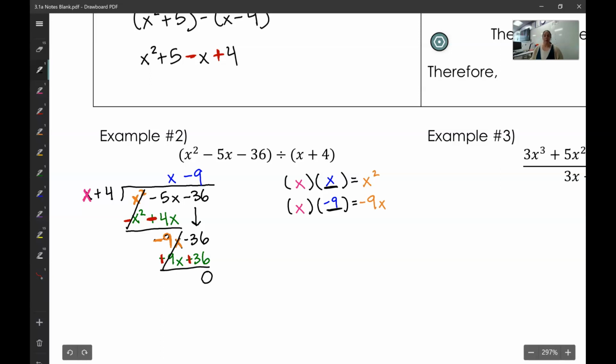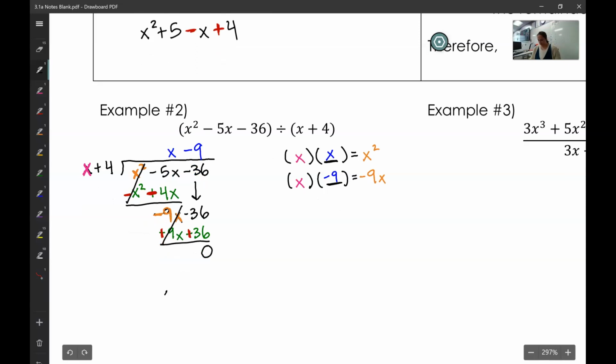So this problem happens to not have any remainder at all. So since it doesn't have a remainder, our answer is just x minus 9. In the next video, we'll go through and do an example that does have a remainder.